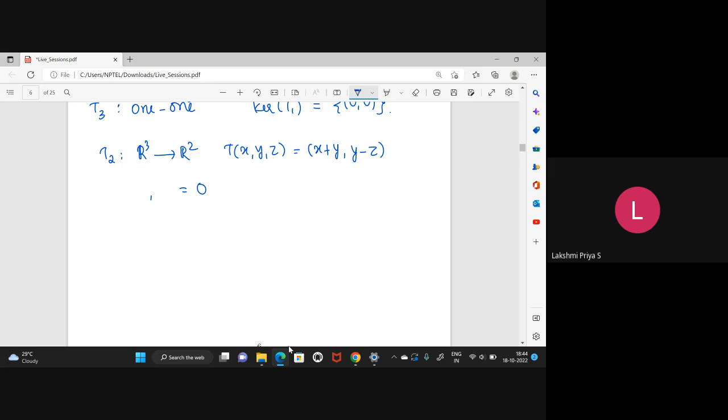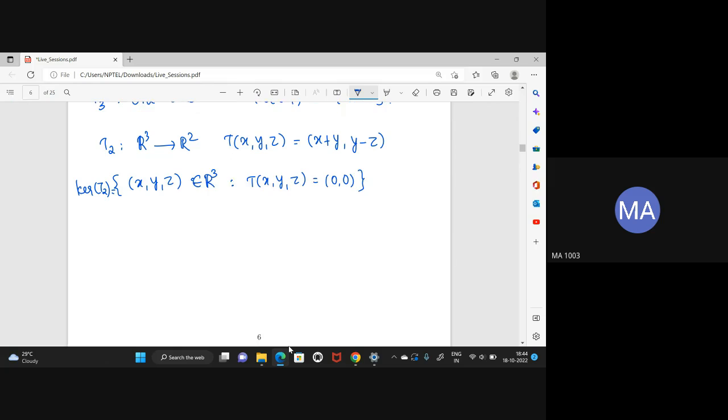Okay, I shouldn't have written it like this. It's 0, 0 only. Yeah, sorry. The kernel is the set of all x comma y comma z in R3 satisfying T of x comma y comma z is equal to 0, 0. Agree? So how will I do this?